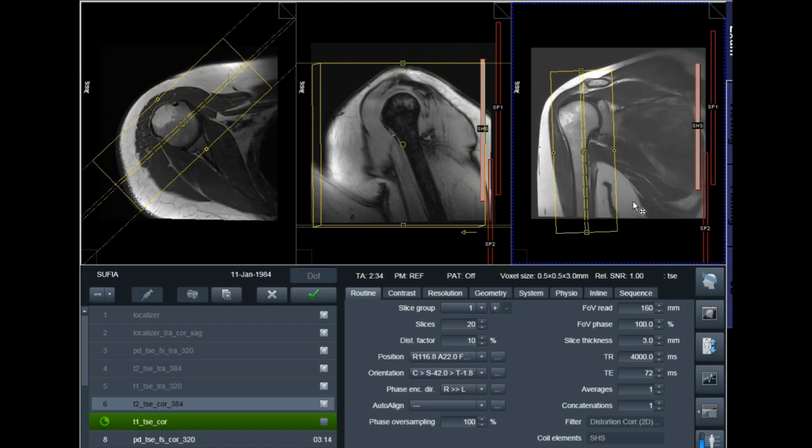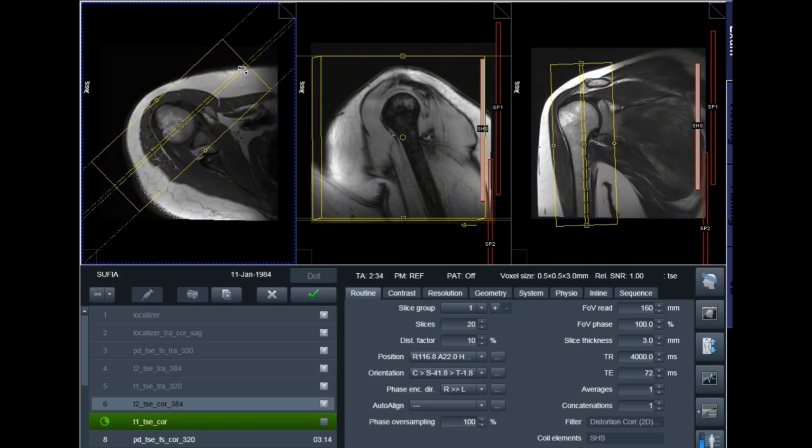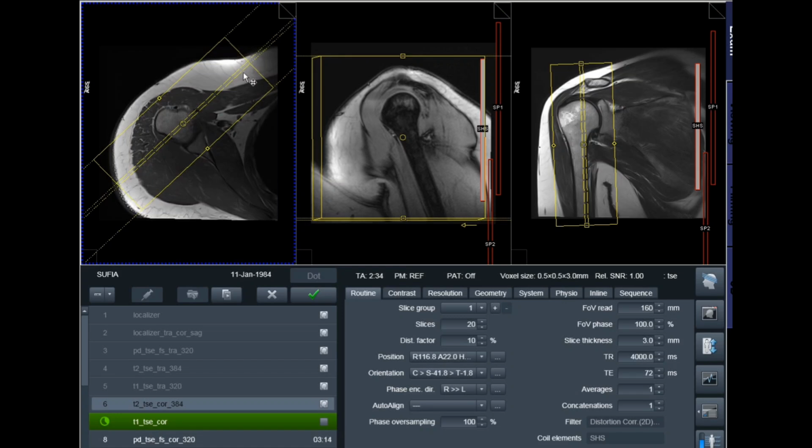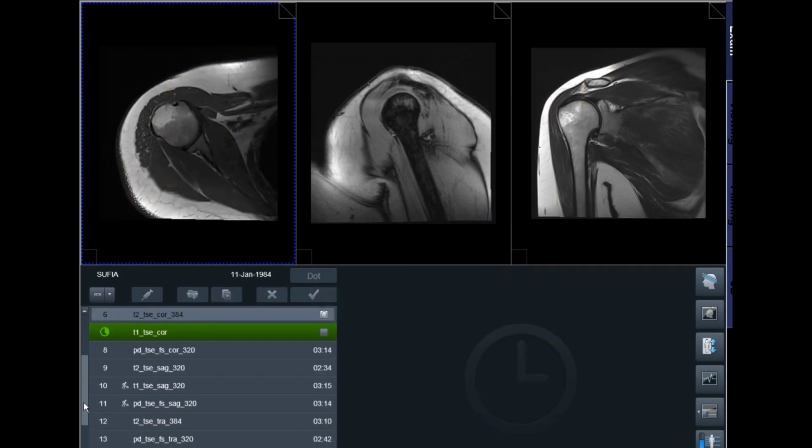MRI safety and preparation. No ionizing radiation. Generally no fasting required. Remove all metallic objects. Screen for pacemakers or metallic implants. Renal function assessment before contrast administration.